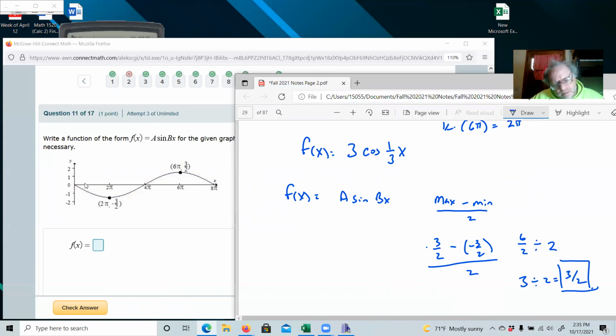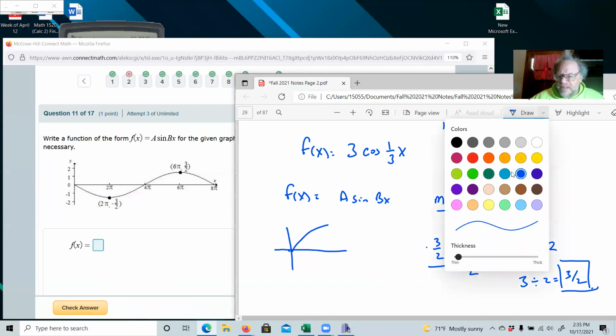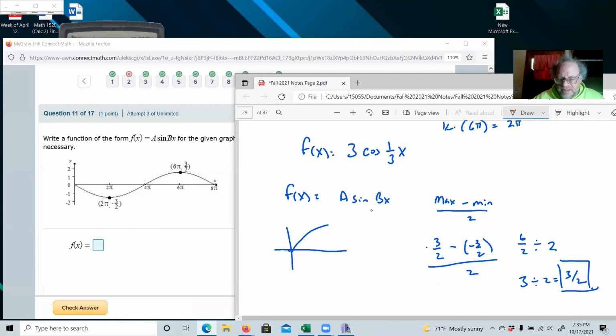Now, sine, I would like sine to rise at the beginning. So I'd like sine to have this shape, but instead it has an opposite shape, right? Instead it has that shape. So there's got to be a negative in front of this. It's got to be a negative.